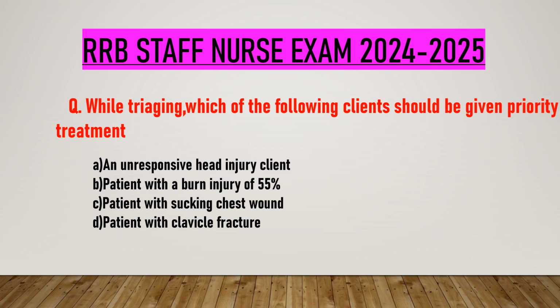While triaging, which of the following clients should be given priority treatment? Options are an unresponsive head injury client, patient with a brain injury of 55%, patient with sucking chest wound, patient with clavicle fracture. So the answer is option C, patient with sucking chest wound.